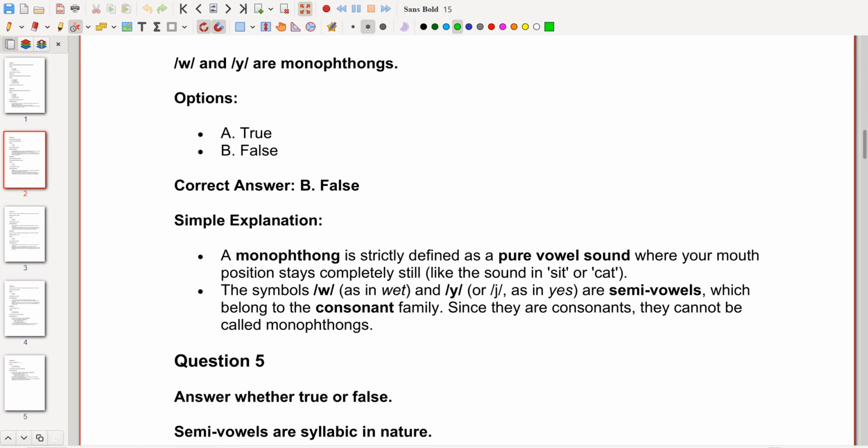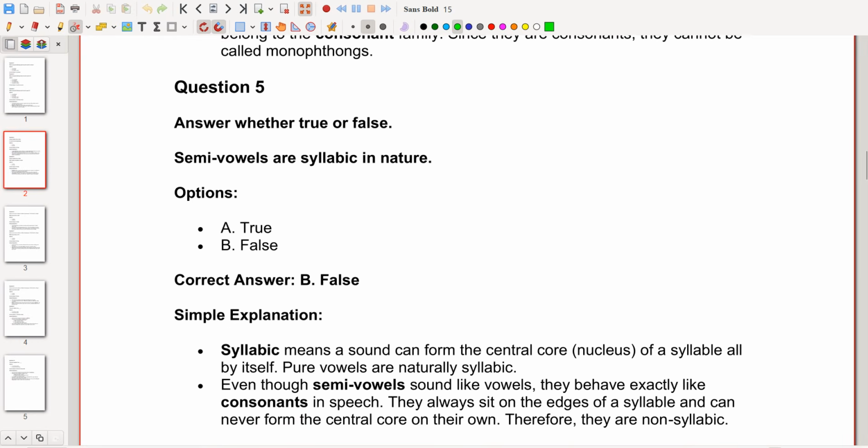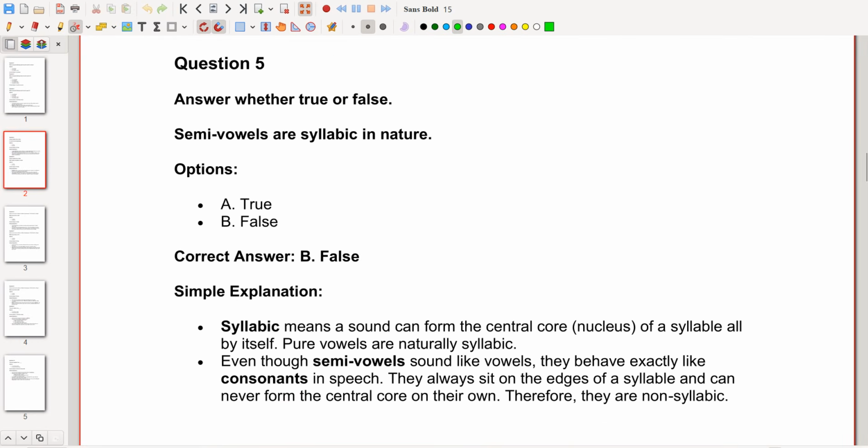See, sit, cat, your mouth is not moving much, so it is containing a monophthong. But try saying wet. Yes, your mouth is moving very vigorously, so they are not monophthongs. So this sentence is false. So the correct answer is option B, false. Okay, now we are moving on to question number 5.